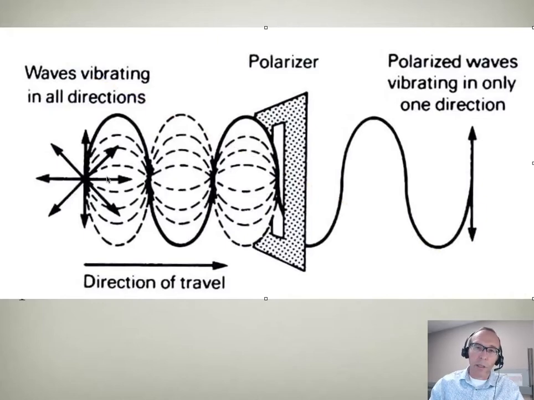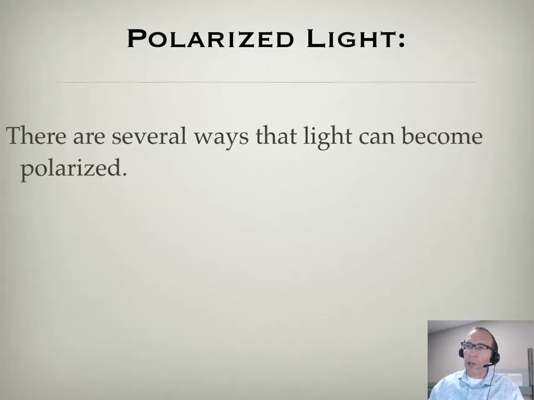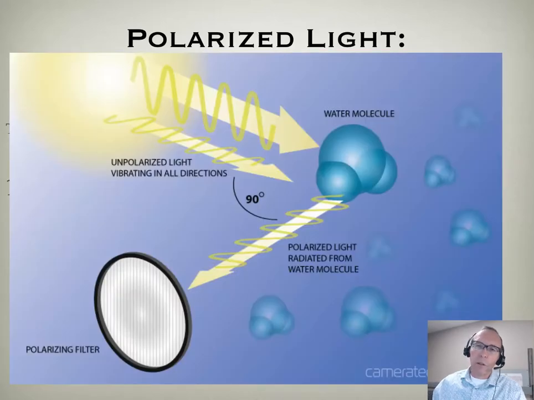This is one way that we can get polarized light, but there's other ways that we get polarized light, and we'll talk about that right now. So the first way that we encounter polarized light is any light that bounces off water molecules in the atmosphere or in the sky. So this diagram here is showing us light waves vibrating in different orientations coming from the sun. But when it hits these water molecules and bounces back towards Earth, it's now polarized. It's all vibrating in the same direction.